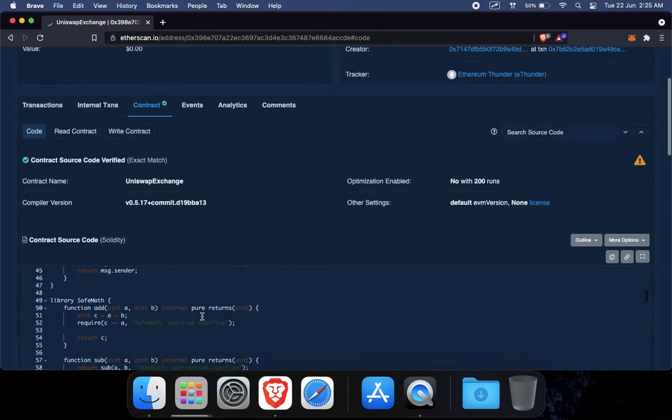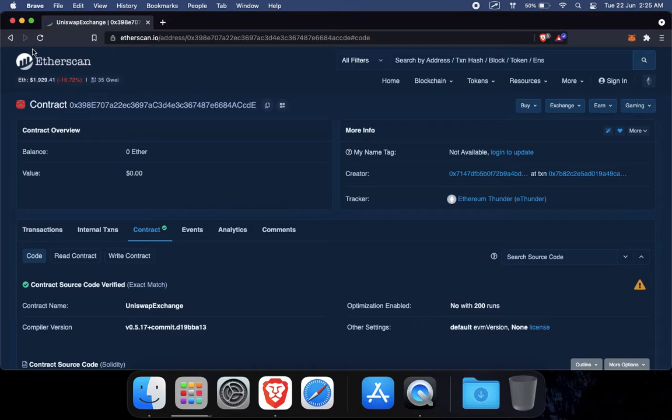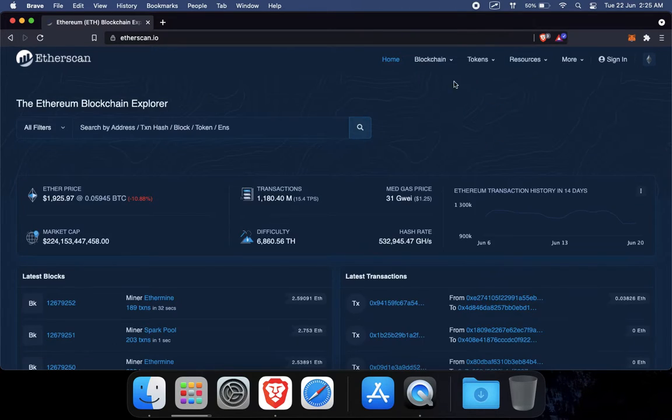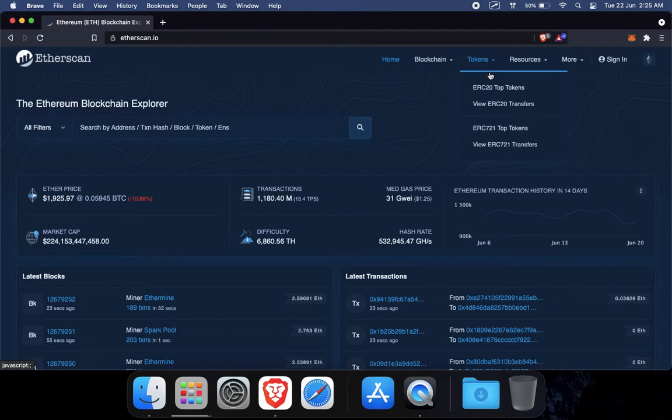So that's good because everything should be open source. We don't want the developer adding lines of code somewhere that's not meant to be there, right? Let's go back to home. Okay, so those are things you can look at here. Tokens. Okay, let's look at tokens.